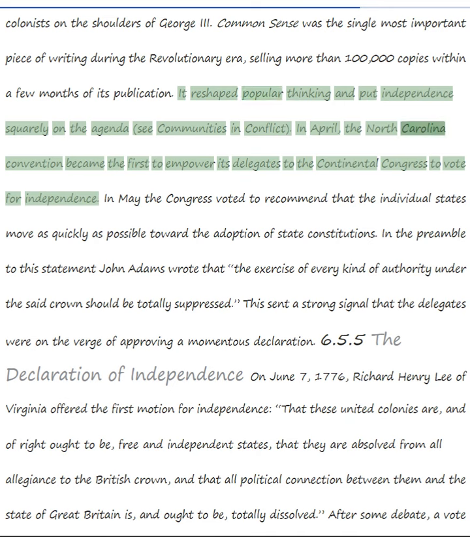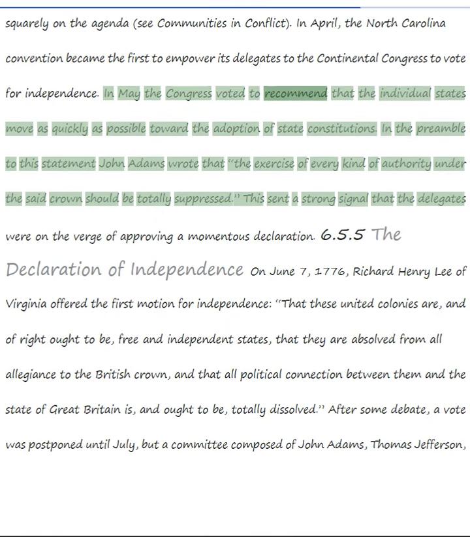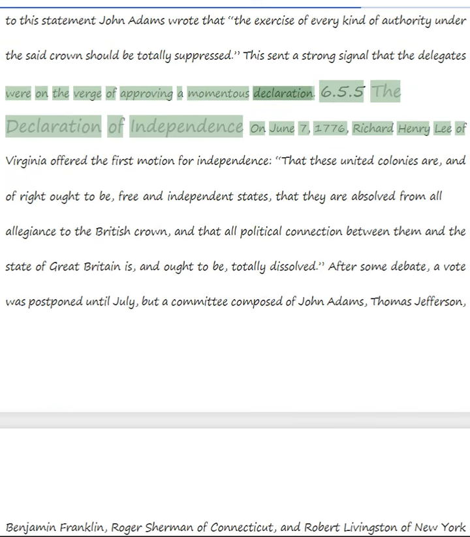In April, the North Carolina Convention became the first to empower its delegates to the Continental Congress to vote for independence. In May, the Congress voted to recommend that the individual states move as quickly as possible toward the adoption of state constitutions. In the preamble to this statement, John Adams wrote that the exercise of every kind of authority under the said crown should be totally suppressed. This sent a strong signal that the delegates were on the verge of approving a momentous declaration.